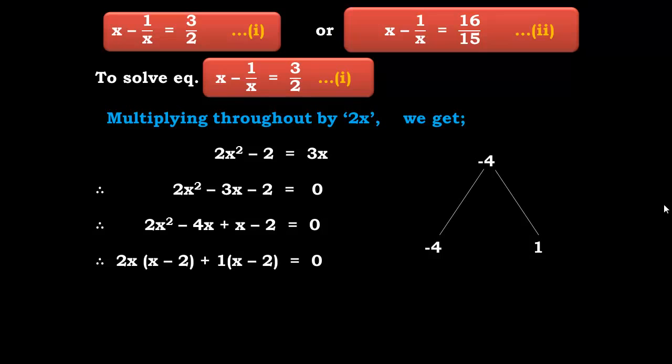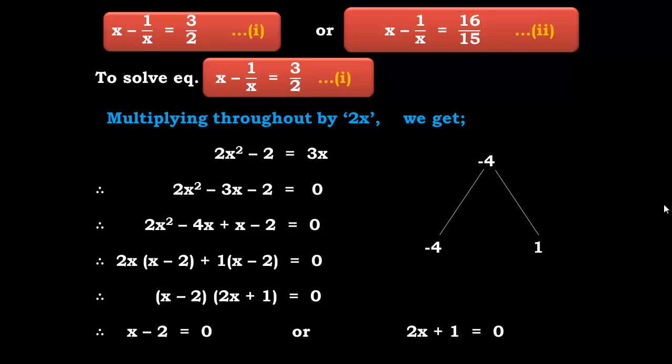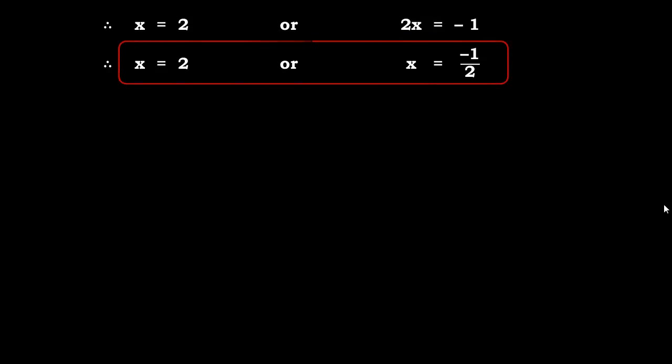So x minus 2 is common. In the second bracket 2x plus 1 is equal to 0. x minus 2 is equal to 0 or 2x plus 1 is equal to 0. Therefore, x is equal to 2 or 2x is equal to minus 1. So we can write x is equal to 2 or x is equal to minus 1 upon 2. Now we have to solve equation 2, that is x minus 1 upon x is equal to 16 upon 15.